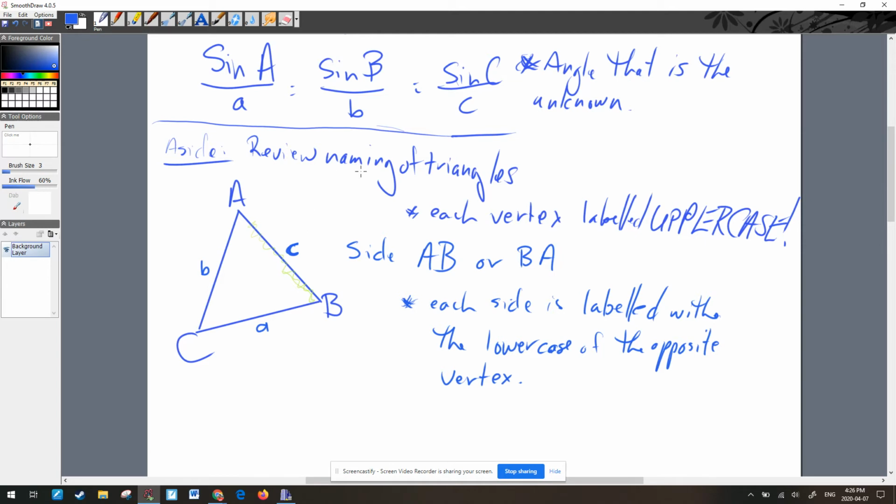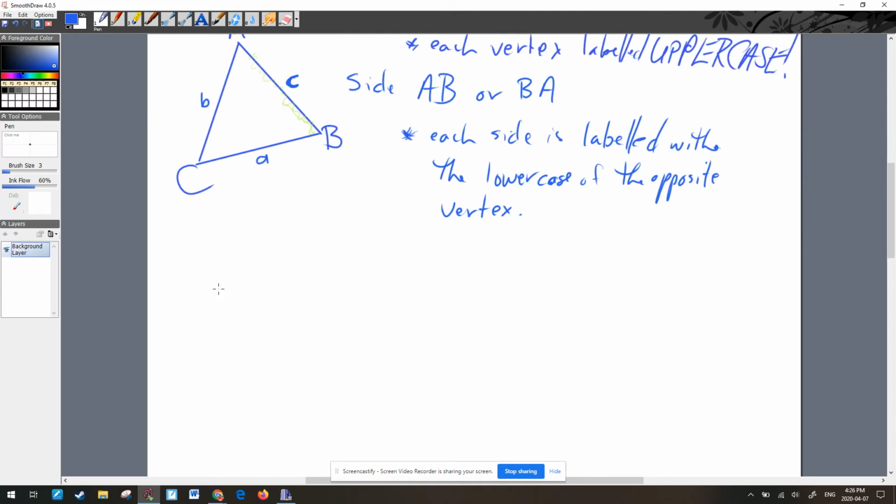So I'm going to draw another triangle up here, and we're going to do a really quick review to make sure that we're down with that. Imagine that's not even joined up, but whatever. So if this was triangle D, F, and R, go ahead and label the sides. Pause the video really quickly, label those sides off for me, and then come back.